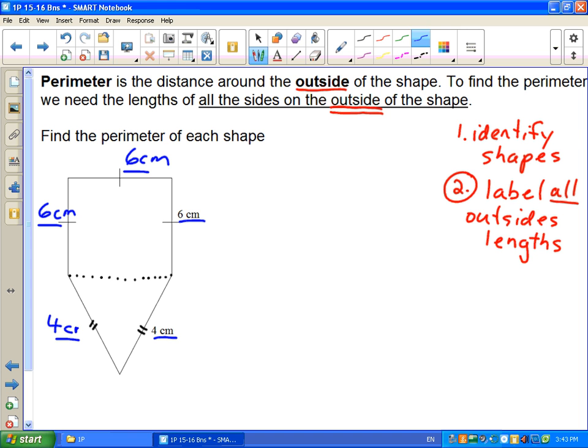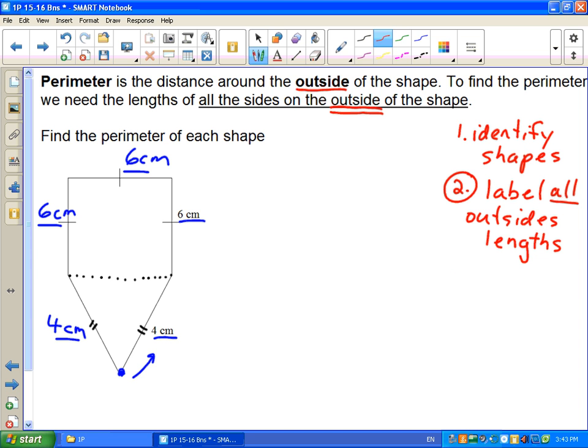So I should be able to start at one point on the outside of my shape, go around the outside, and every side should have a number labeled representing its length. So 4 centimeters, 6 centimeters, 6 centimeters, 6 centimeters, 4 centimeters. Good. They're all labeled.